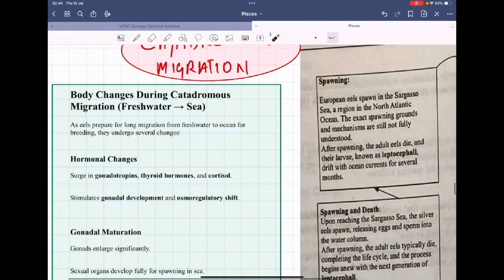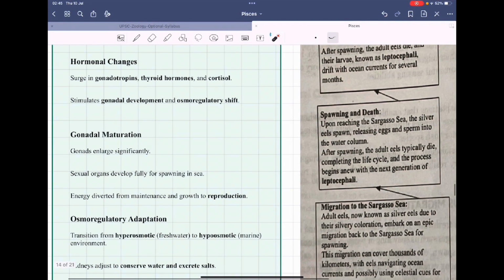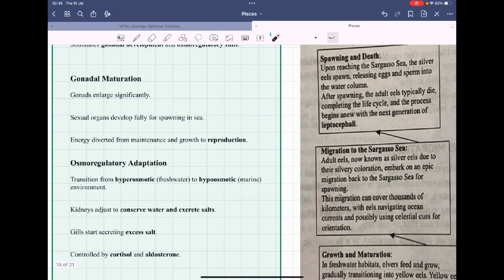Similarly, they will also have changes in the body, for example, hormonal changes. Gonadotrophin, thyroid hormone, and cortisol will increase. There will be stimulation of gonadal development and osmoregulatory shifts. Gonadal maturation will take place once they reach the Sargasso Sea. Once the leptocephali reach the saltwater ocean again, there will be osmoregulatory adaptations like hyperosmotic conditions and hypoosmotic conditions.